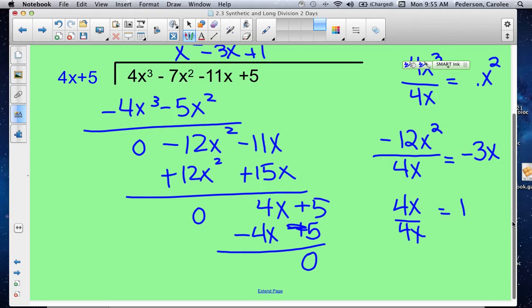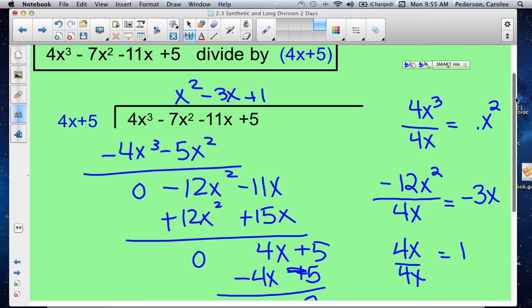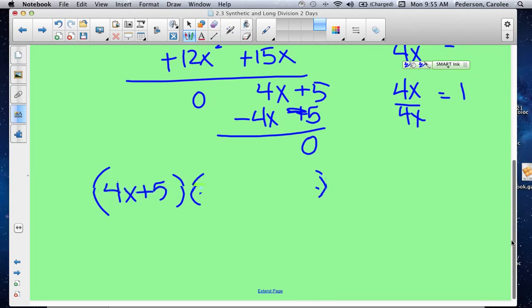So my final answer, I wrote so big, 4x plus 5. And then what I'm left with is x squared minus 3x plus 1. And then if we wanted to continue factoring this, we could go into the polynomial of the x squared. But this is not factorable, so we'd have to use the quadratic formula. And for tomorrow, we're going to continue focusing on the zeros of the function, to be able to graph these cubics now knowing this.